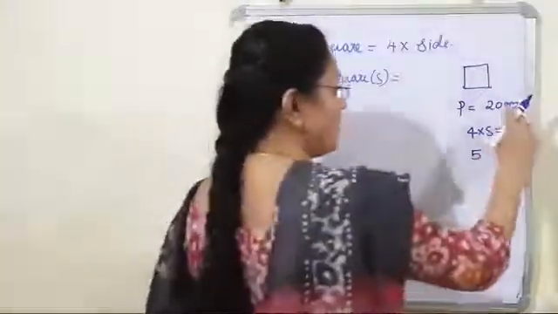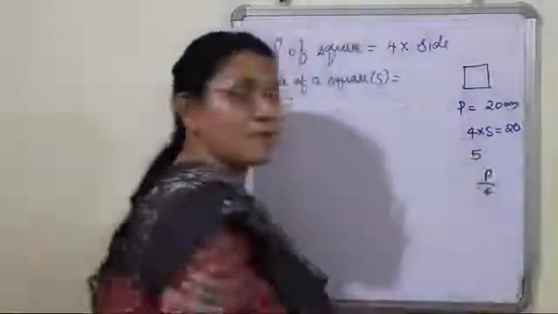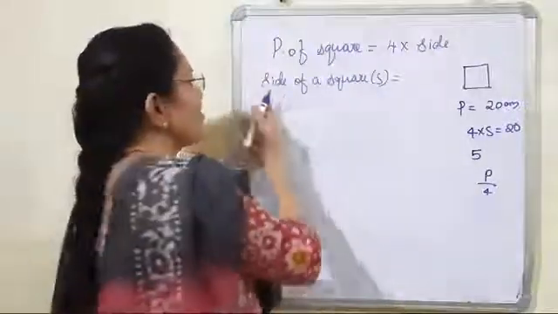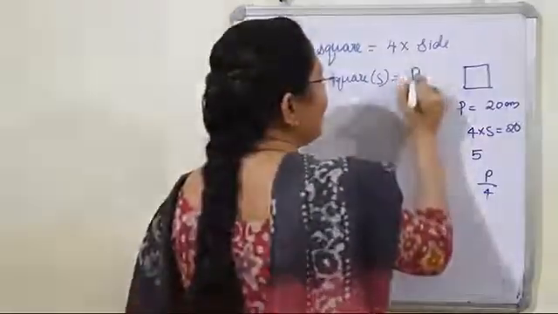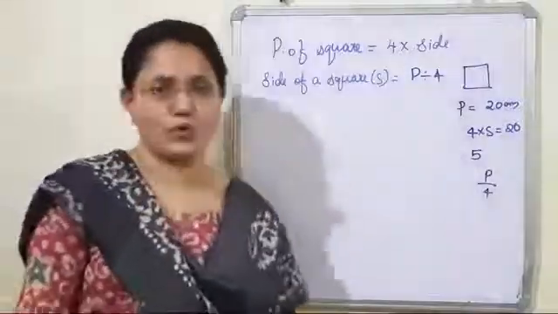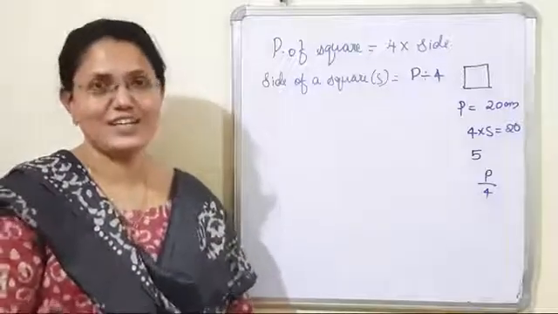Therefore, how are you getting this? We have to divide this perimeter by the number of sides. Okay. P divided by 4, we will get the side. From this we can say the side of a square is equal to what? P divided by 4, or P by 4. Perimeter divided by 4, we will get the side of a square.